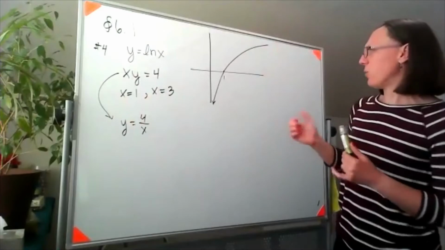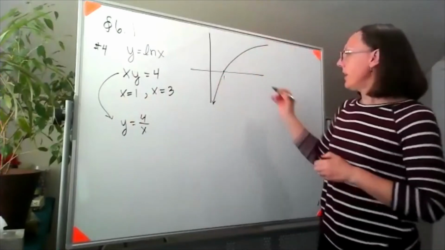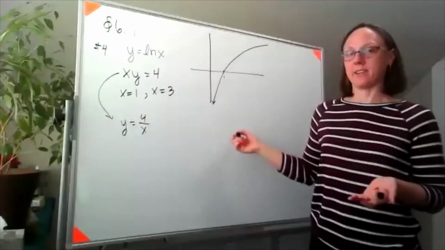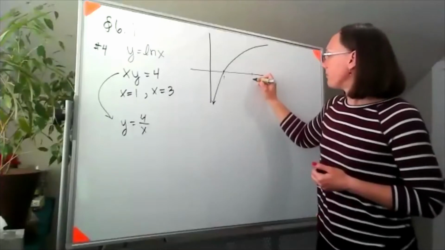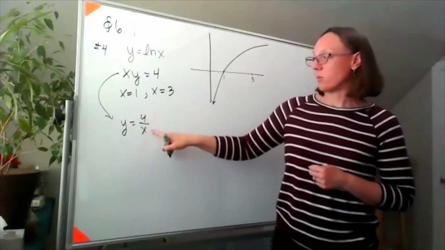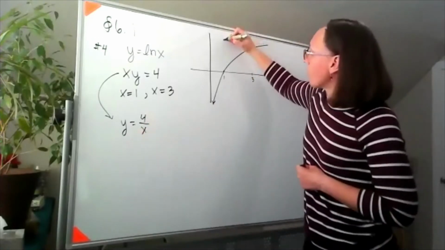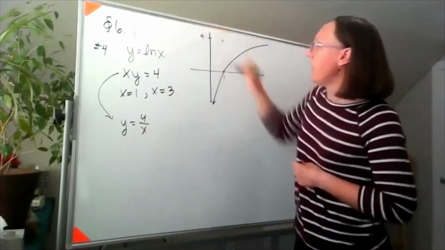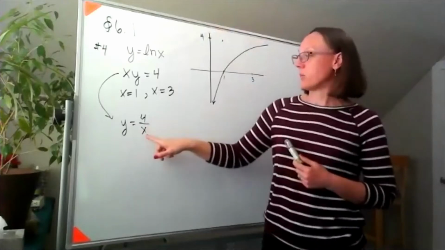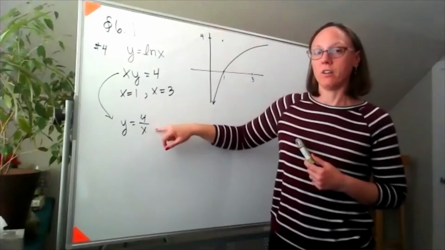The thing that I really want to know in order to make my graph sort of accurate is to think about what the values will be when x equals 1 and x equals 3. When x equals 1, this y value should be 4. So I'm somewhere up here at a y value of 4. And when x equals 3, this is going to be at a value of 4/3.